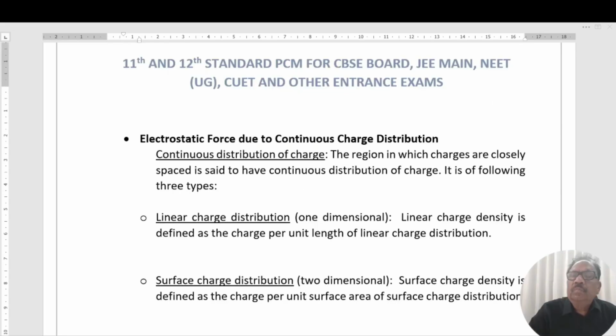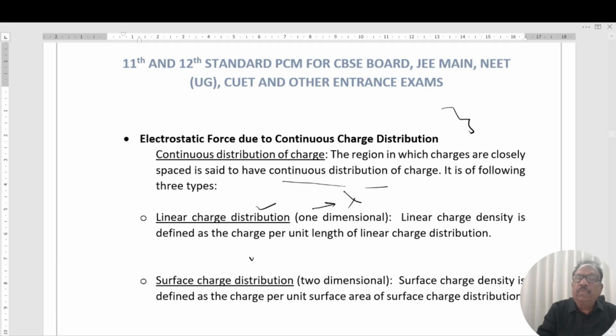Before discussing this, electrostatic force due to continuous charge distribution. What is a continuous distribution of charge? The region in which charges are closely spaced is said to be a continuous distribution of charge. It is of the following types. Linear charge is represented by lambda. Linear charge density is defined as the charge per length of the linear charge distribution.